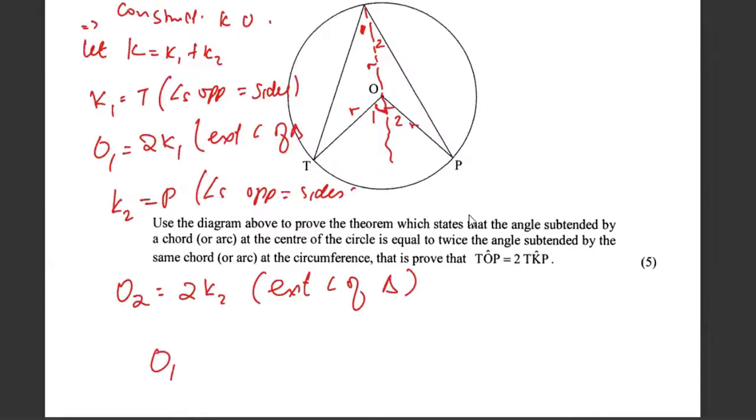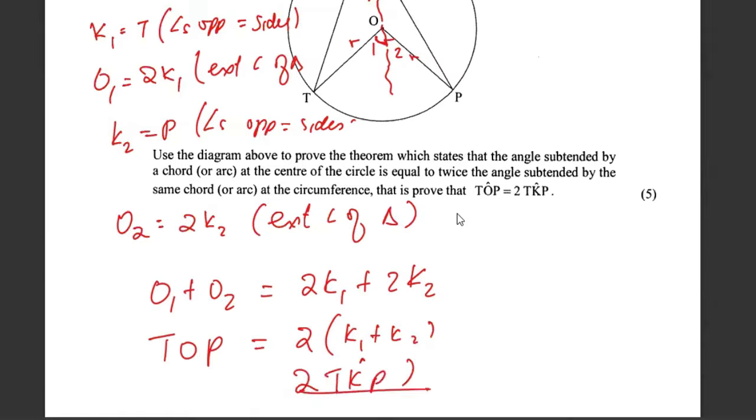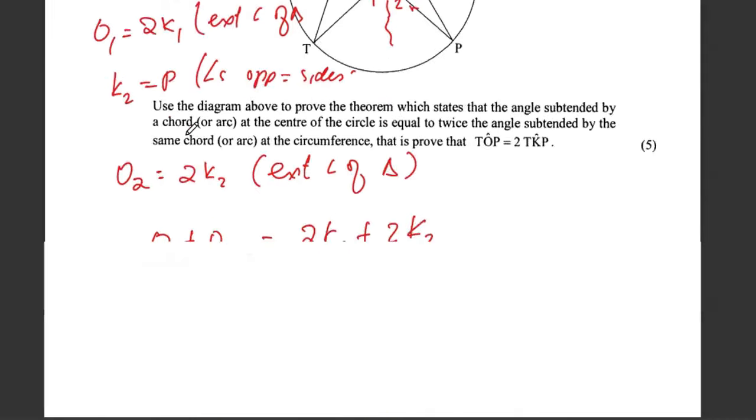Then come down and say O1 plus O2 should be the same as twice K1 plus twice K2. But O1 plus O2 is the same as TOP. Let's take out the 2, it is K1 plus K2, which we said is K, so it is twice TKP. So that is how we prove that for the 5 marks.